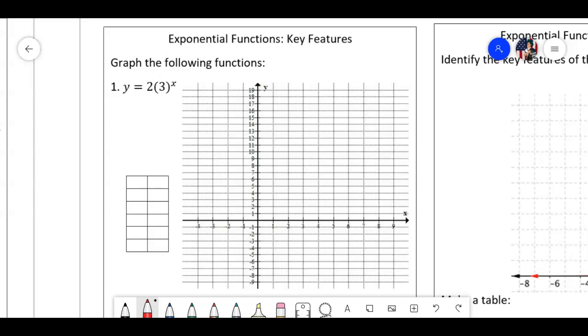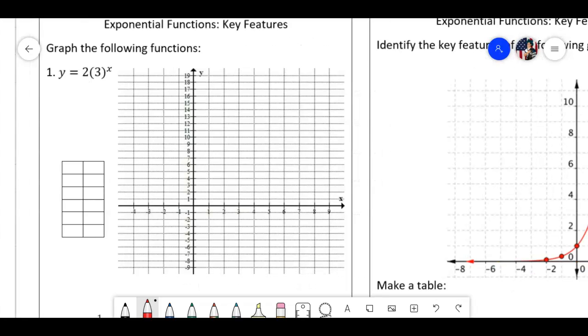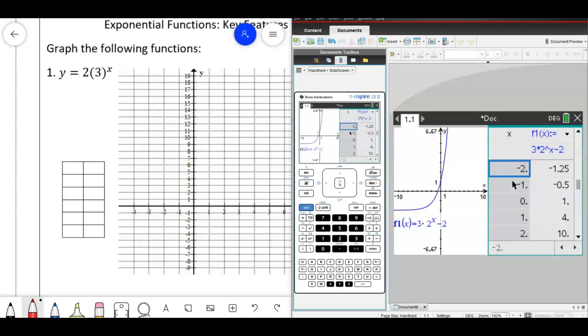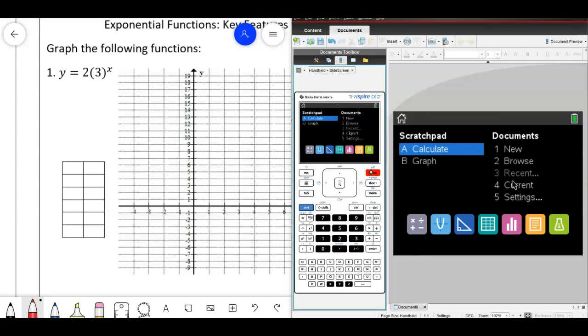This is not funny. All right, so let's do this. I'm just very tired. All right, here we go. Now this is like our warm up. We want to graph this and get a table. So let's do that. I'm going to put it off to the side here. Pull up the calculator again. Now, new document.